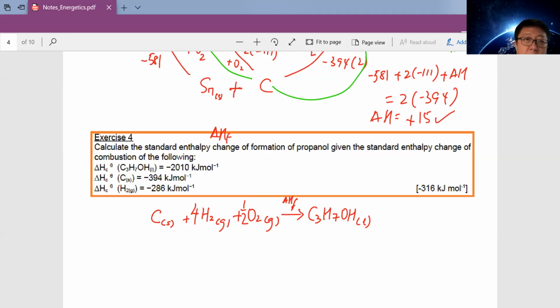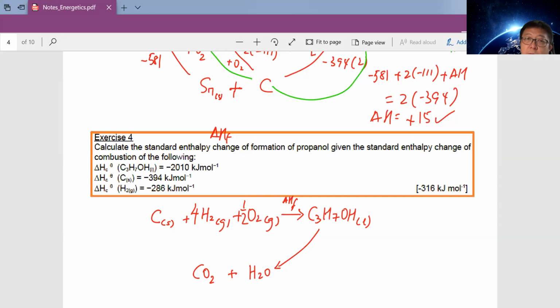What do I have? So you have combustion. Combustion means you burn this propanol completely, right? So you start with combustion first. When you burn completely, you get carbon dioxide plus water. Knowledge you must remember: combustion of propanol, an organic compound, will give you carbon dioxide plus water.